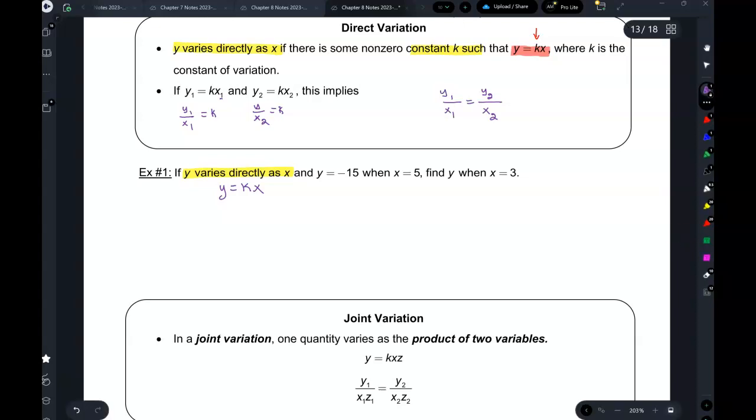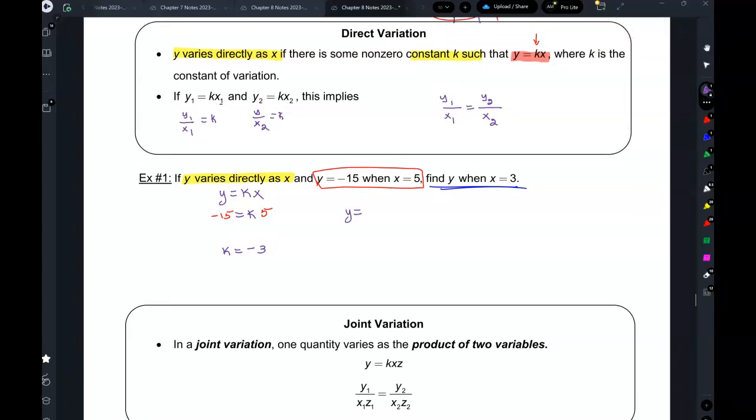Now it says, y is negative 15 when x is 5. That's one bit of information that goes together. So let's plug those in. Y is negative 15 when x is 5. Let's find k. What's k? Negative 3. It says find y when x equals 3. Let's use the equation again. Now, y is equal to negative 3x. So when x is 3, y is negative 3 times 3, y is negative 9.